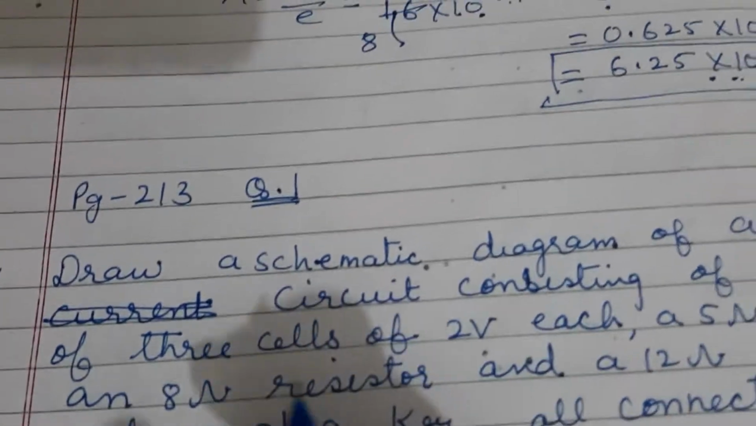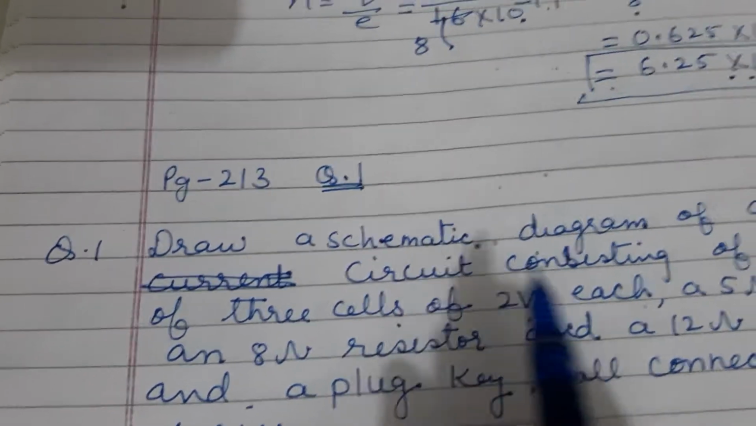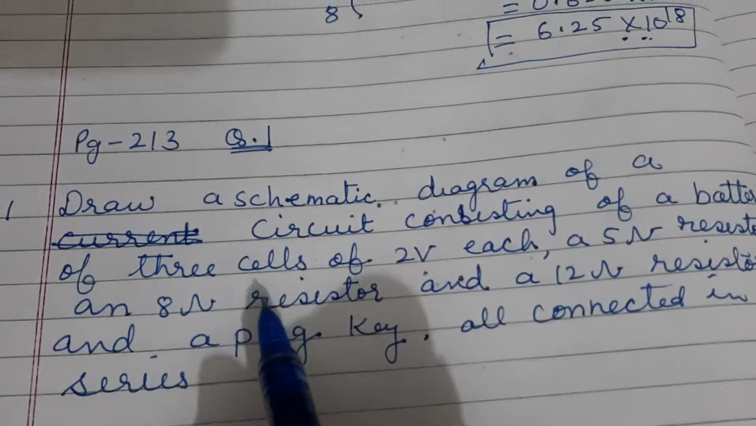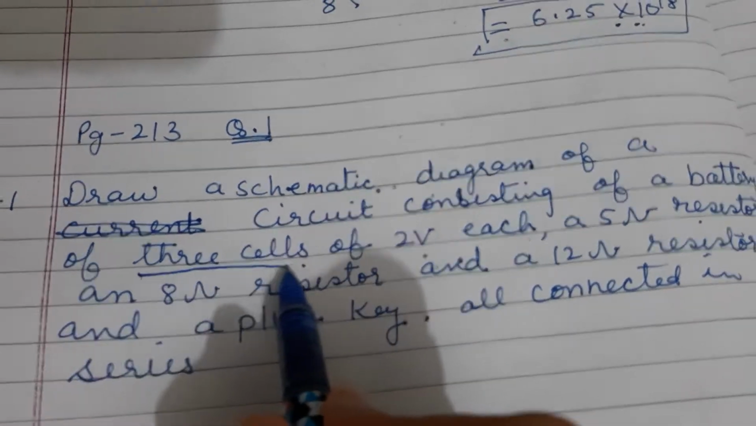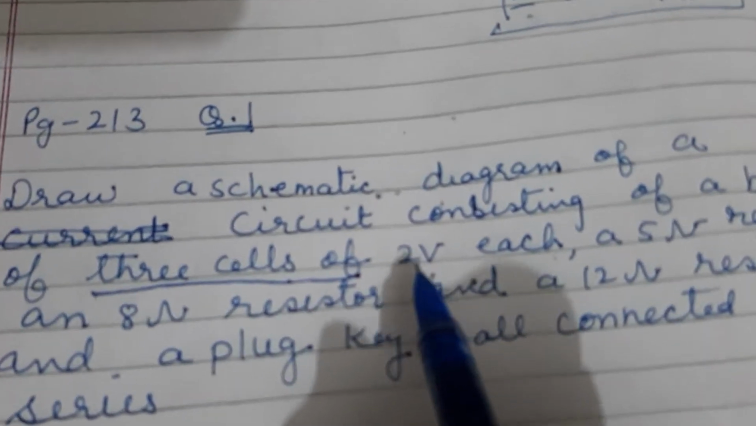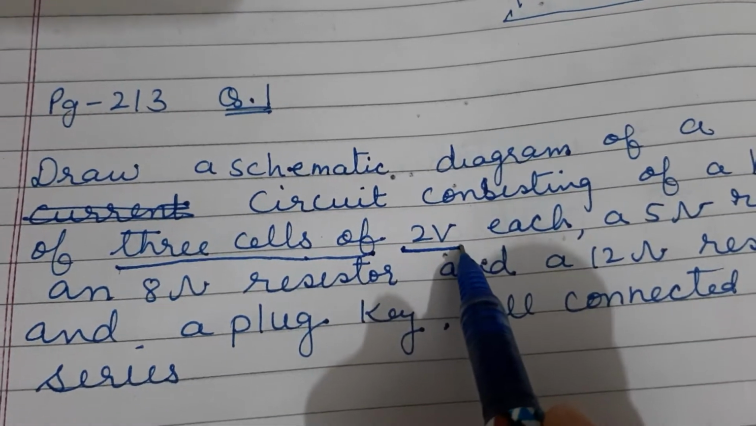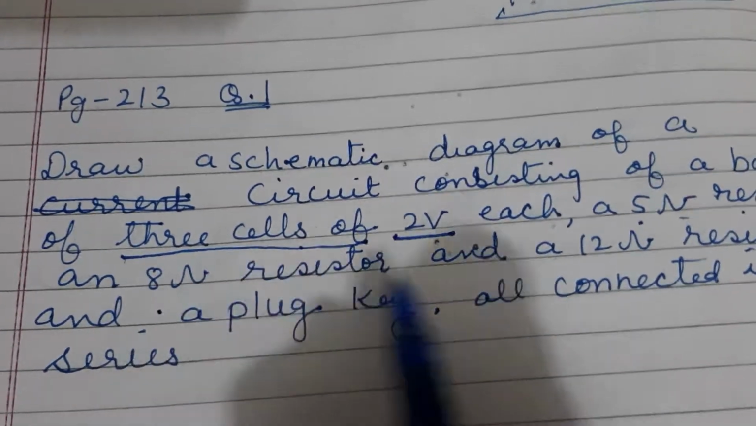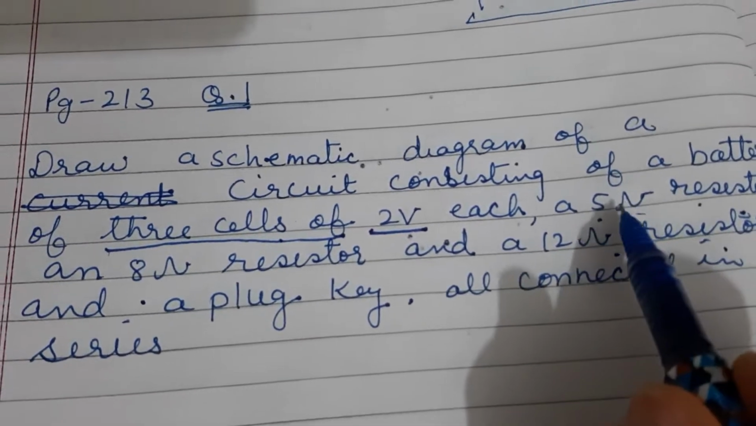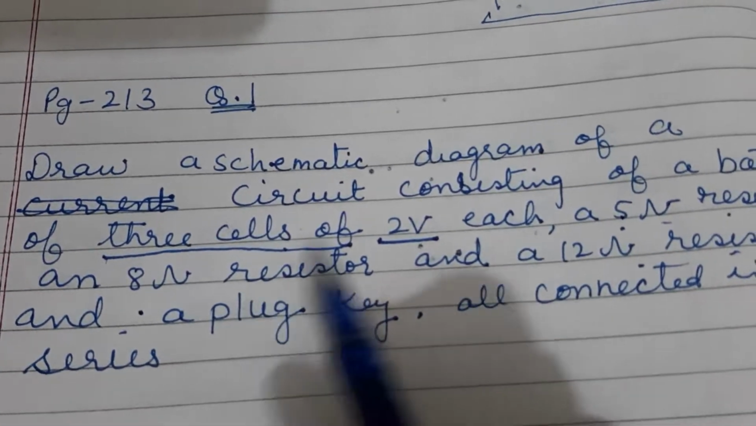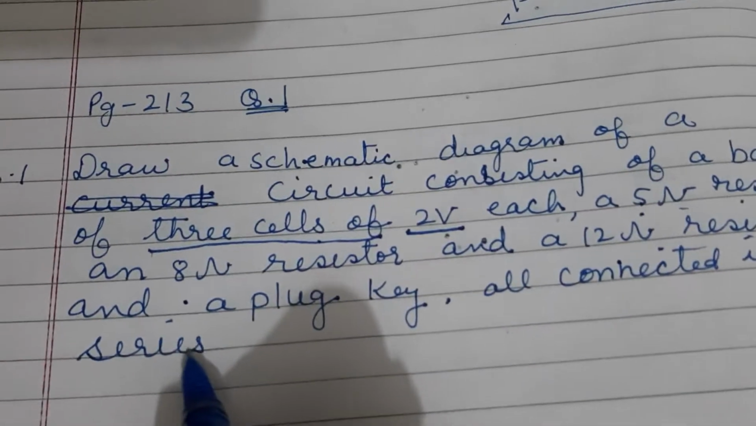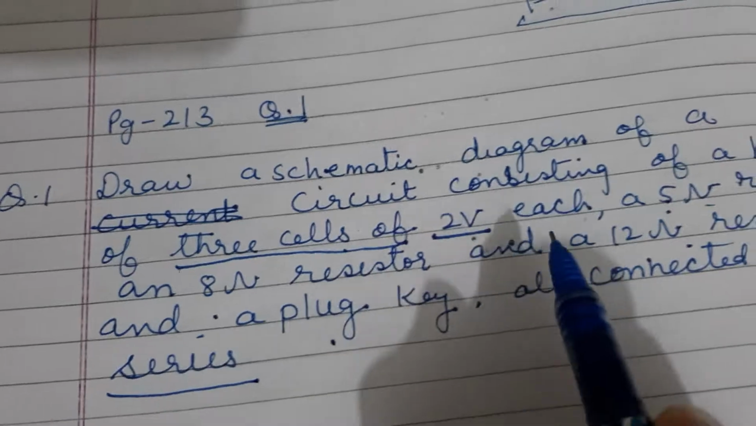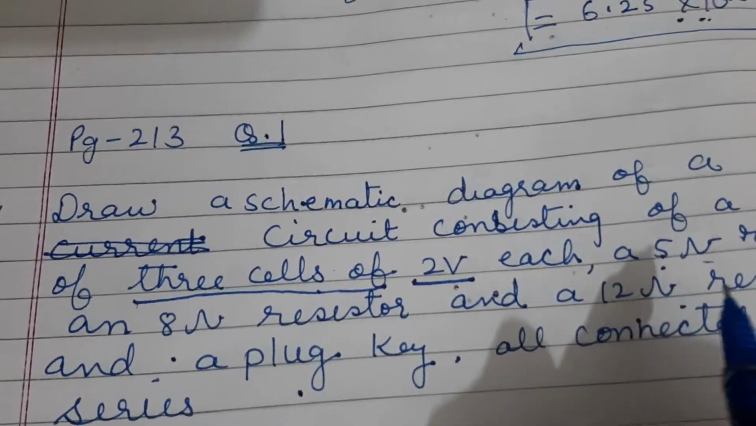Now the next question is, draw a schematic diagram of a circuit consisting of a battery of 3 cells. A battery of 3 cells means in the battery we have to take 3 cells, and the value of each cell is 2 volt. A 5 ohm resistor, 8 ohm resistor and a 12 ohm resistor. It means we have to take 3 resistors, 5 ohm, 8 ohm and 12 ohm, and a plug key, all connected in series. Important thing, these all 3 resistors are connected in series.